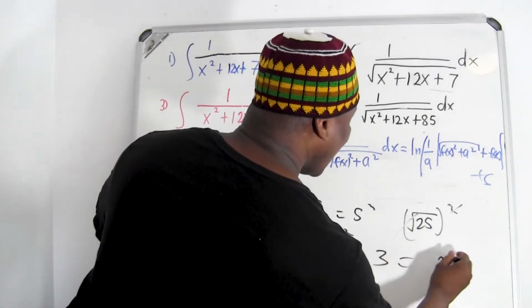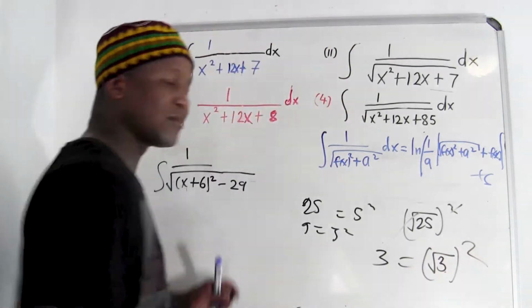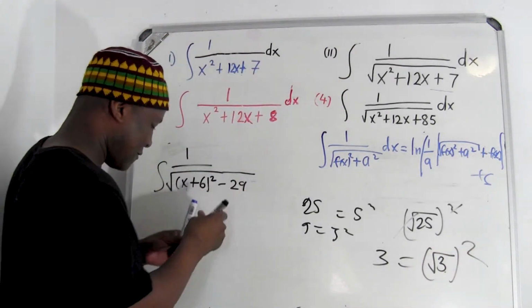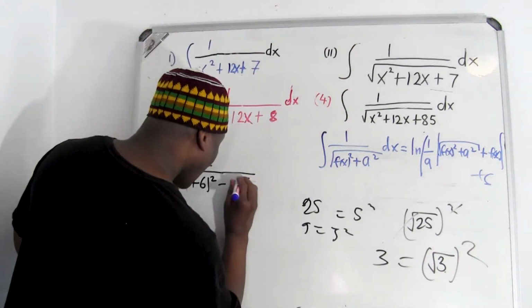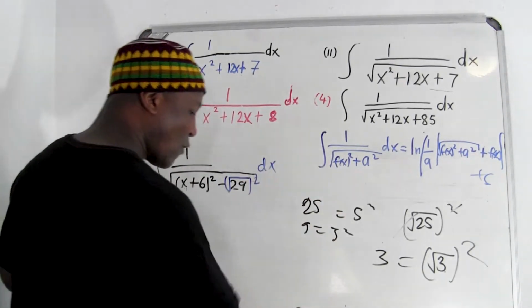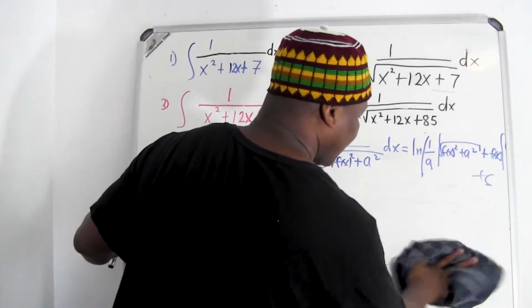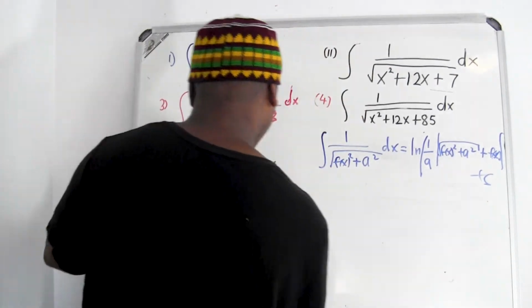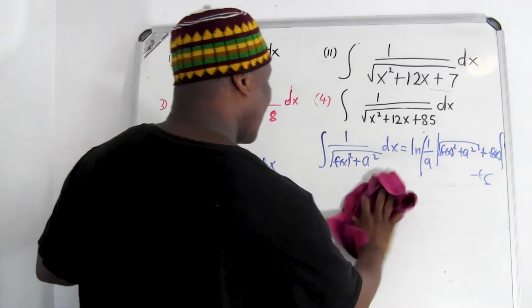So what I'm going to do is say square root of 3 and then square. For 29, I'm going to put the root and then square it. Remember here we have our dx. So then I'm going to use that formula and get it done. It's very easy, and very interesting at the same time.